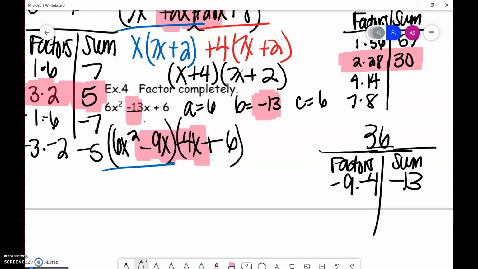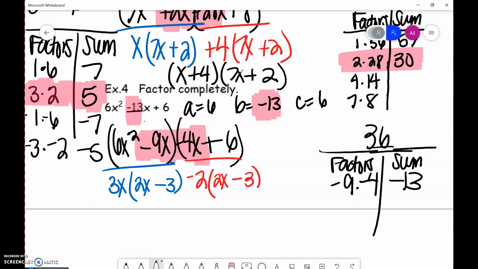Our GCF here is 3x. We know 3x times 2x will give us 6x squared. We know 3x times 3 will give us negative 9x. Here we're going to have negative 2. And then we know 2x times 2 will give us negative 4. And then we know negative 2x times negative 3 will give us 6. And then my final answer, 3x minus 2 and 2x minus 3.